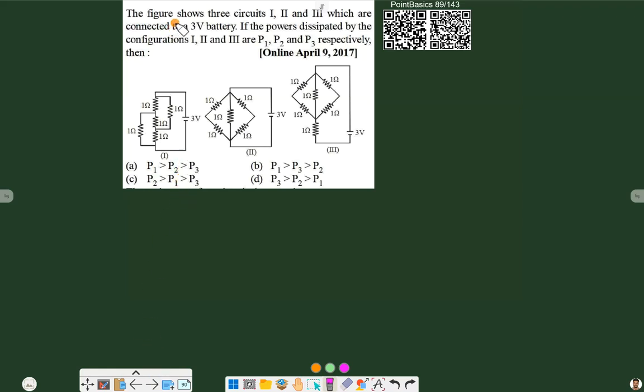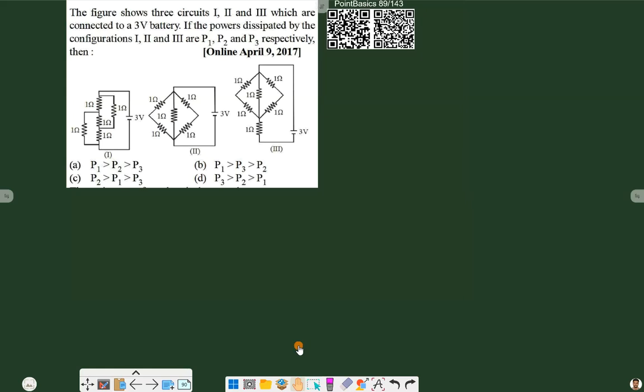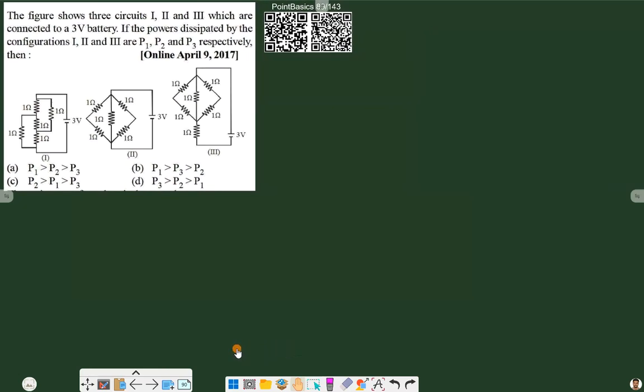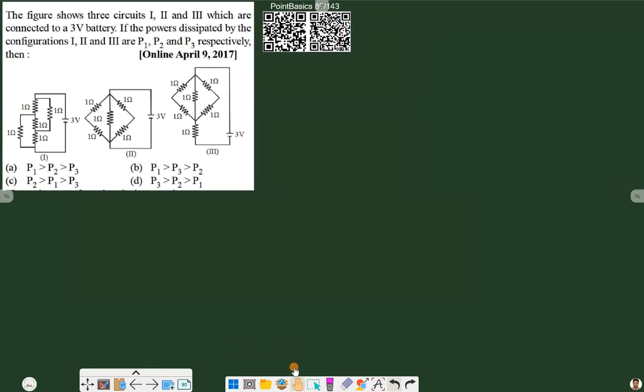Here we have a figure showing three circuits, 1, 2, 3, which are connected to a 3-volt battery. If the power dissipated by configurations 1, 2, 3 are P1, P2, P3 respectively, we have to find out the relationship between the powers. As we see, the potential is equal in all of the cases.